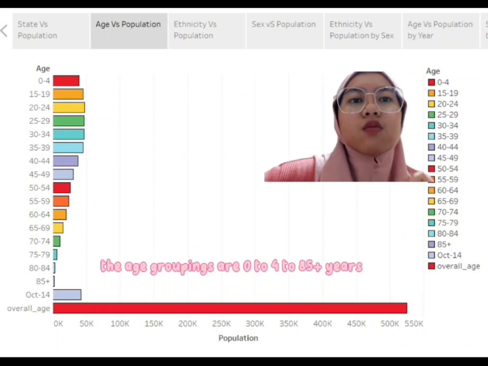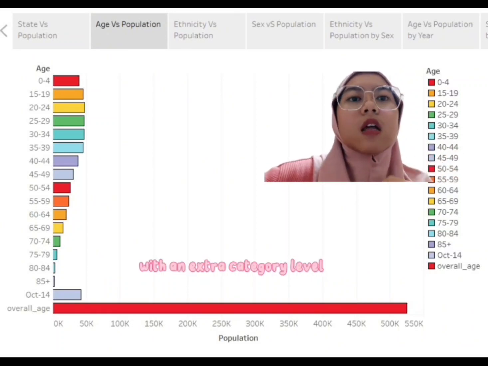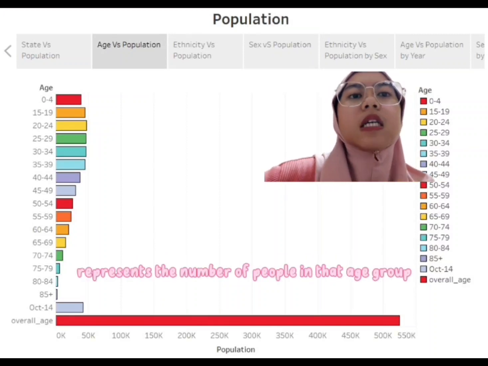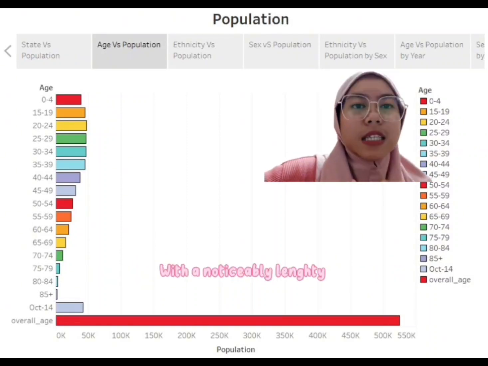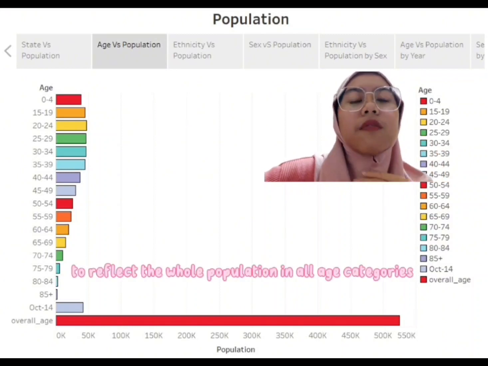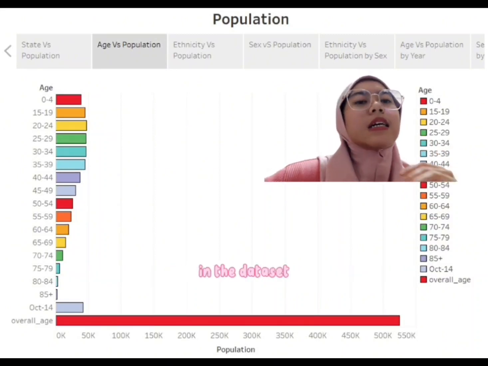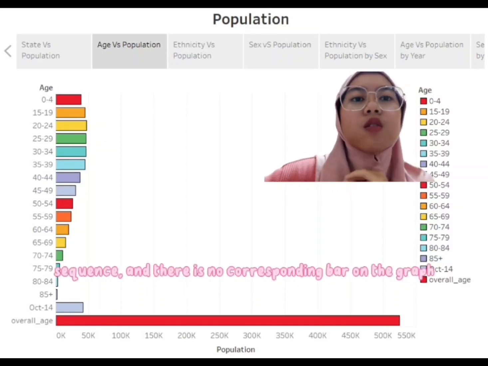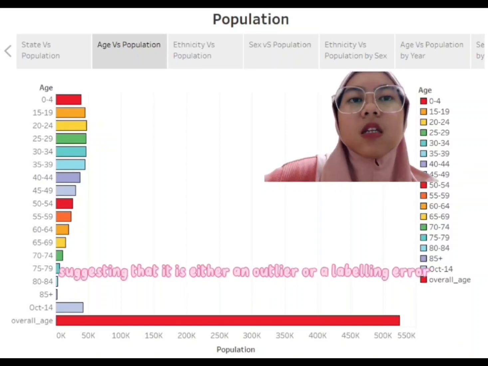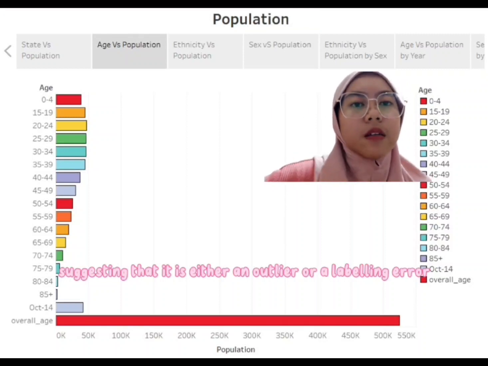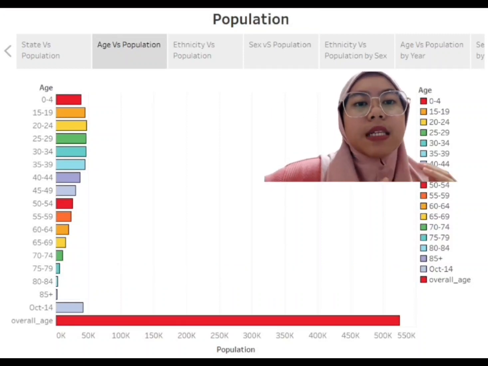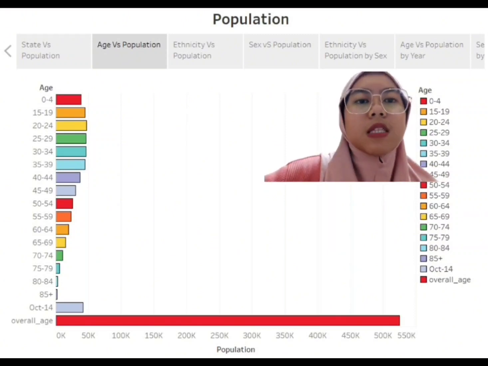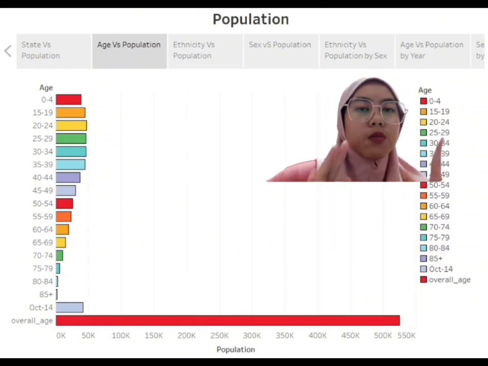The age groupings are 0 to 4 to 85 plus years, with an extra category labelled October 14 and overall age. The length of each horizontal bar represents the number of people in that age group. With a noticeably lengthy red bar, the overall age category appears to reflect the whole population in all age categories in the dataset. The October 14 category does not fit into the age group sequence, and there is no corresponding bar on the graph, suggesting that it is either an outlier or a labeling error. For demographic study, resource planning, and comprehending the age dynamics of a particular group, this graph offers a visual depiction of the age distribution within that community.